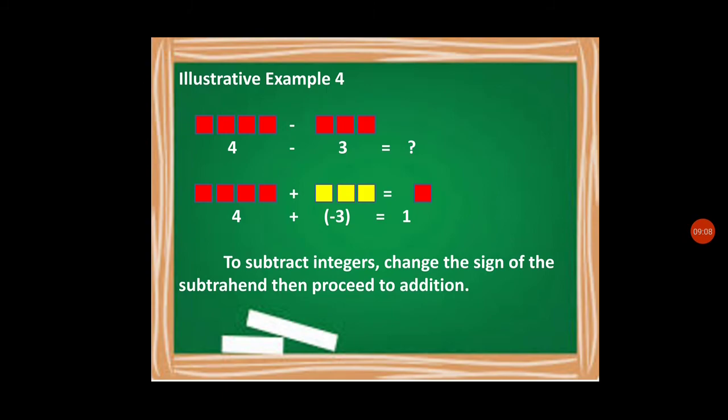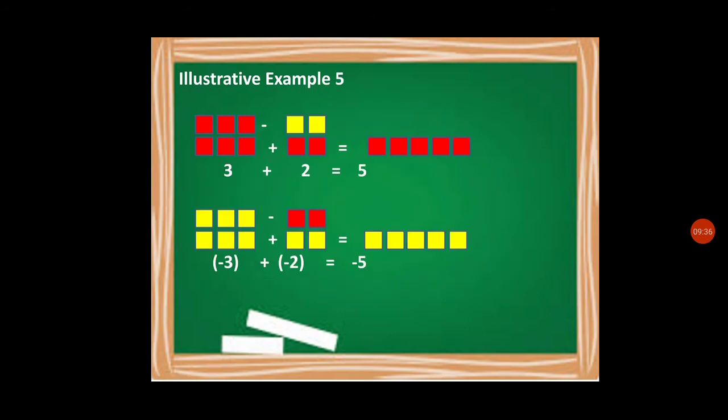Because if we are going to put away those 3 negative tiles or 3 yellow tiles, then we are going to put away 3 red tiles. What is left is 1 red tile. Therefore, 4 plus negative 3 is equal to 1, which is simply 4 minus 3 and is also equal to 1. So to subtract integers, just change the sign of the subtrahend, then proceed to addition.